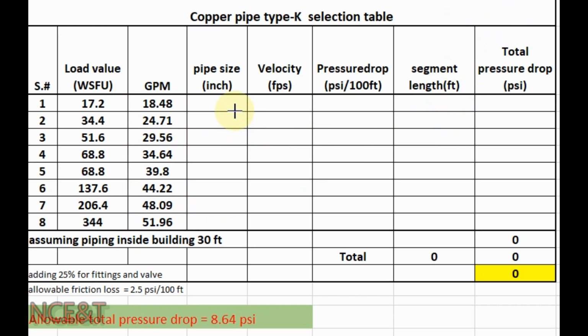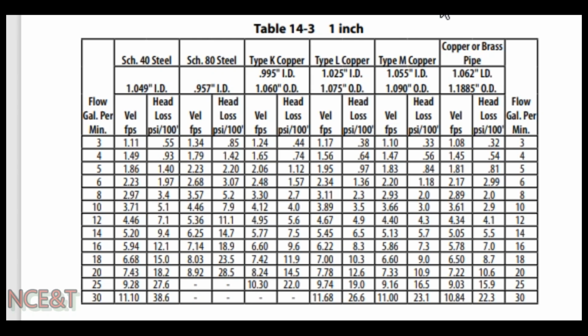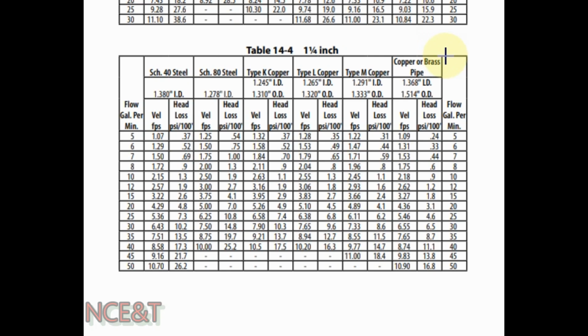Before starting the selection of pipe size, we need to decide the material of the pipe. For our study, we will use the copper pipe type K. To select the pipe size, velocity and pressure drop, we will use the hydraulic table from the Engineered Plumbing Design Handbook. Each pipe size has its own hydraulic table. This table is for a pipe size 1¼ inch.